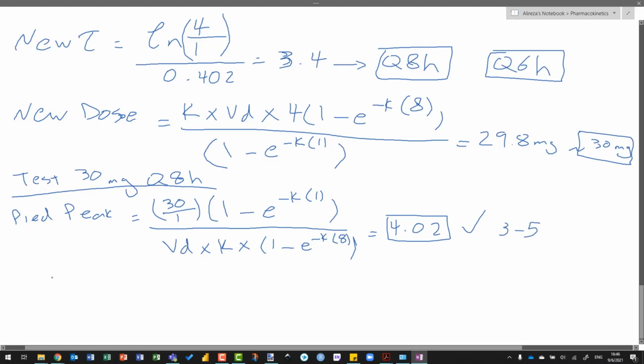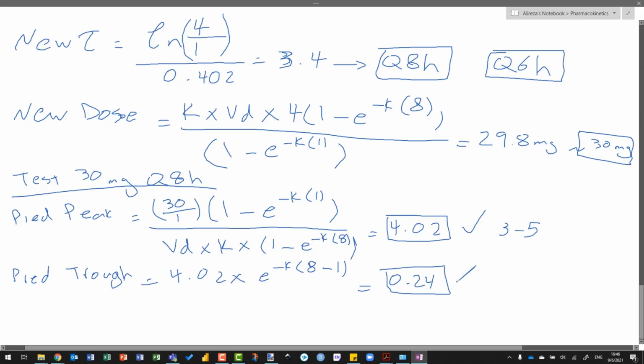So our goal is 3 to 5. Now for efficacy, it looks like we made it work with the every 8 hours. Now let's see if this is safe. So predicted trough is basically 4.02 times e to the negative K times tau minus time of infusion. That will give us a trough of 0.24, which is excellent. So we want this to be less than 2. So basically what we recommend is give gentamicin 30 milligram IV every 8 hours, infused over 1 hour, starting now.